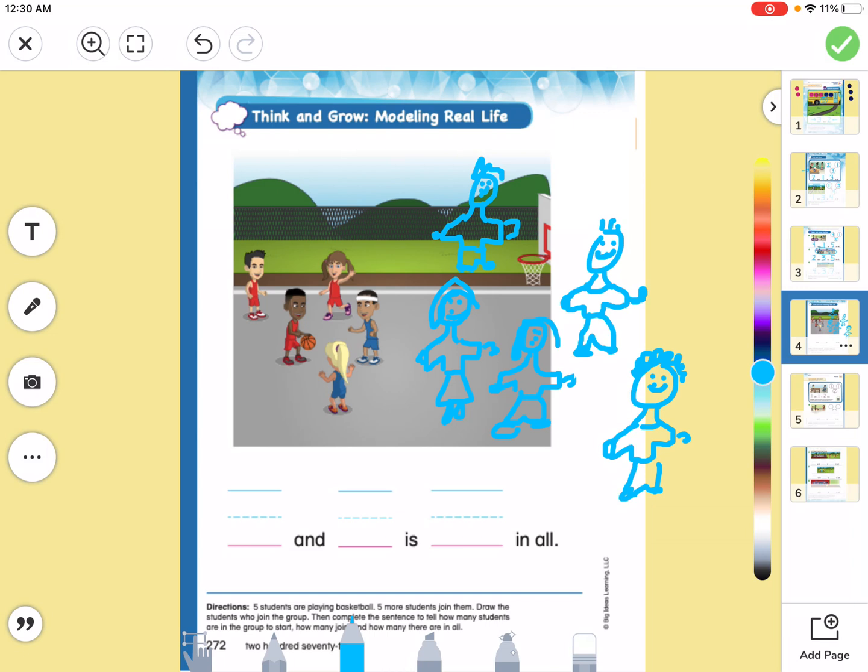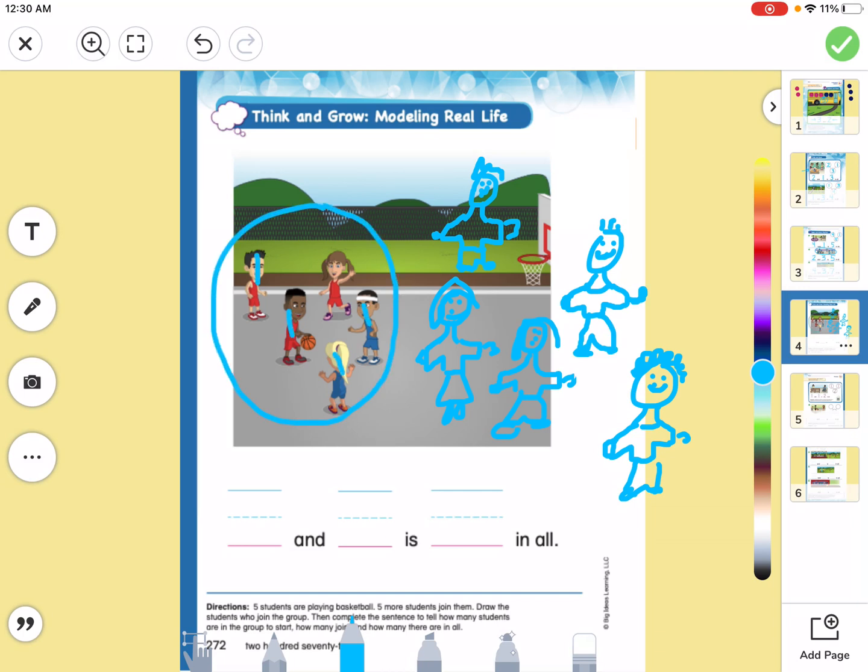5 more students join them. Draw the students who joined the group. So did I draw the 5 that joined? Yes, I did. Then complete the sentence to tell how many students are in the group to start. Okay, so how many were there to start? Right here. How many were there to start?